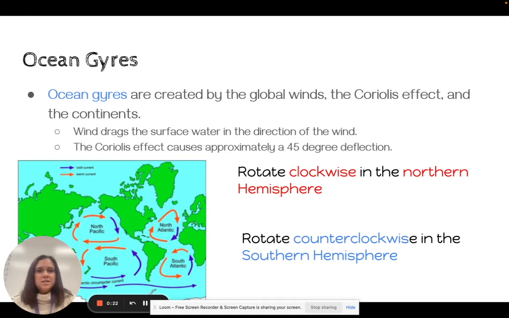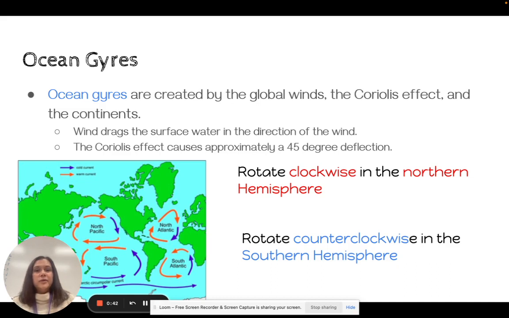So first of all, something to understand is that as winds blow over the water, they're going to move the water. And along with the Coriolis effect and where the continents are located, we basically end up with these big gyres. We call them ocean gyres, or these big circular surface ocean currents.